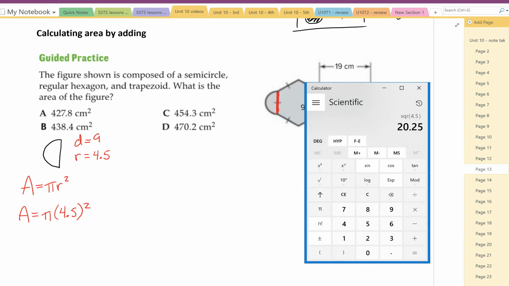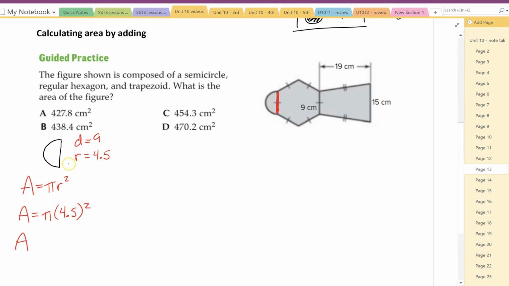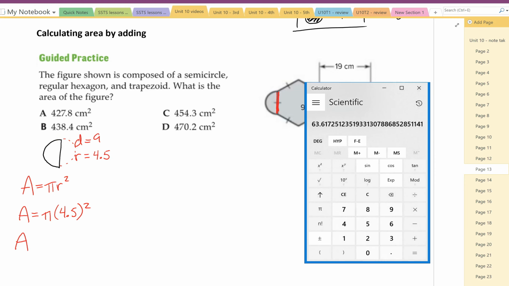So there's my 4.5 squared. Now I'm just going to multiply that by pi. The area of the whole entire circle, like if I kept this circle going, would be 63.61, or actually 63.62 if I'm rounding. So that would be the area of the whole circle.